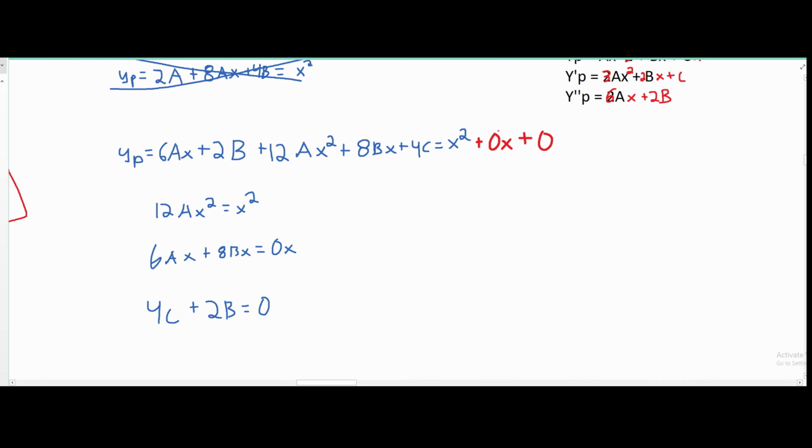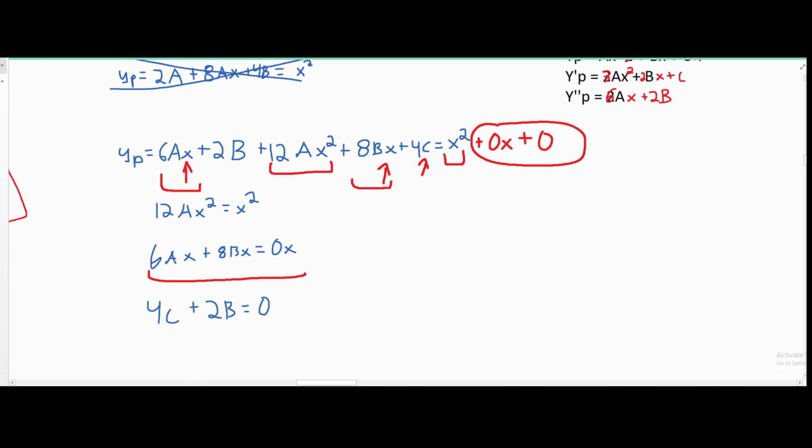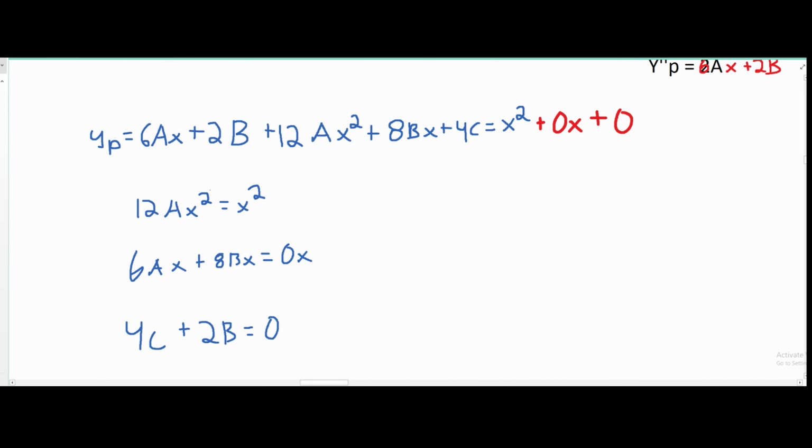After we plug it in, we have to add these so we can look at our x values and our constant. Then we are just going to move everything into its respective equivalents. So we have this, which we're going to pair with this x squared, and then all of our values with an x with it, we are going to put with our 0x, and then our constants are going to go together with a 0. So in doing this, we can get rid of the x's.